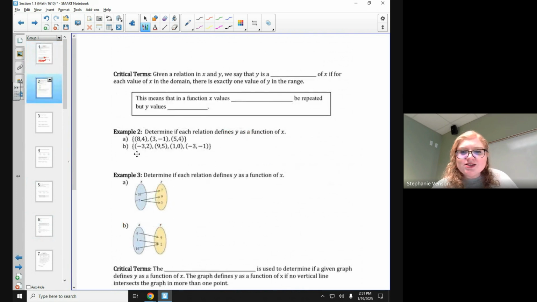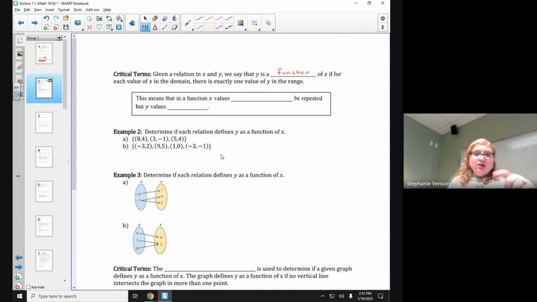Let's see what's next. We have another critical term. It says, given a relation in x and y, we say that y is a function of x if for each value of x in the domain, there is exactly one value of y in the range. Now that is the formal definition of a function, but it's important that we know the practical definition of a function as well, because we need to be able to apply it to specific problems.